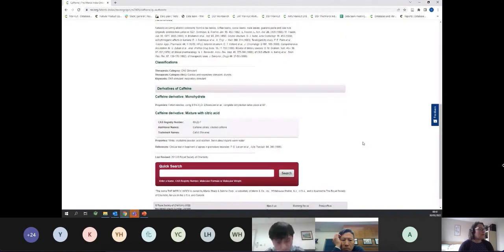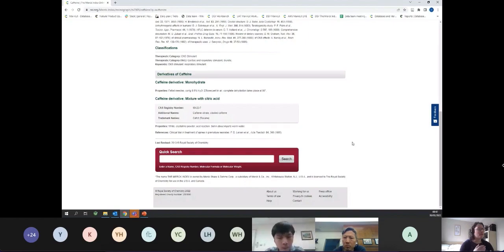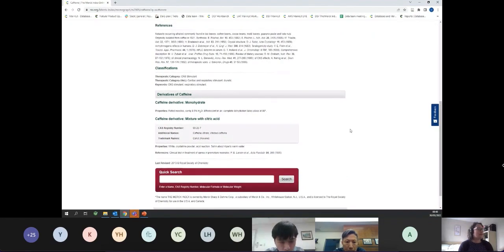At the bottom, I want to highlight that we have derivatives of caffeine. In the MerckIndex online, we put derivatives underneath a main structure, generally when they are a crystal or salt form. They are not a different substance, they are simply a different presentation of the main substance. You can see here that we have a monohydrate crystal, and it's got some properties associated with it. We also have a mixture with citric acid. Again, this is not a new substance, this is just a mixture of caffeine with citric acid. This also has some properties, some references, and it even has some trademark names, which means that this now sits under the caffeine references.